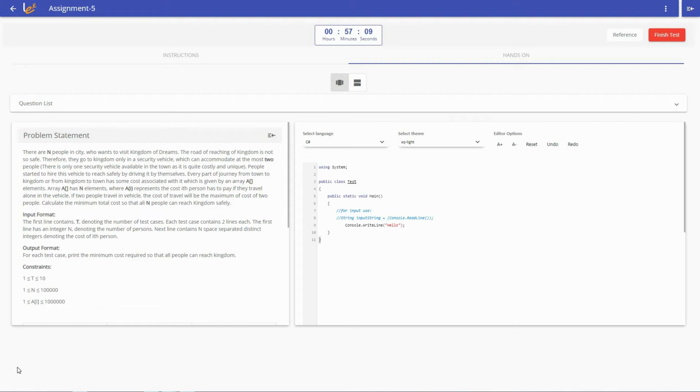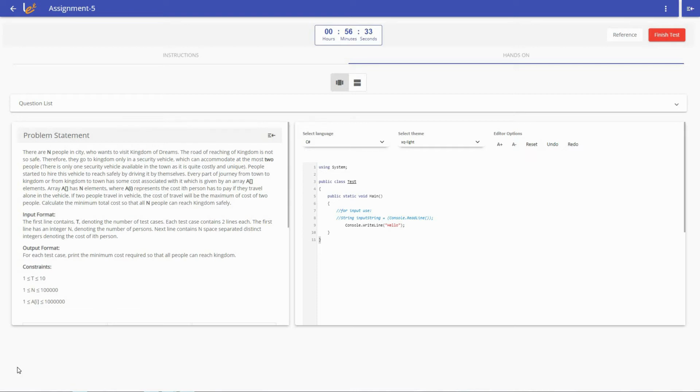Every part of the journey from town to kingdom or from kingdom to town has some cost associated with it, which is given by array A. Array A has n elements where A[i] represents the cost the ith person has to pay if they travel alone in the vehicle. If two people travel in the vehicle, the cost of travel would be the maximum of the costs of the two people. Calculate the minimum cost so that all the n people can reach the kingdom safely.